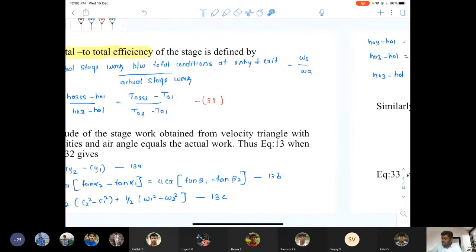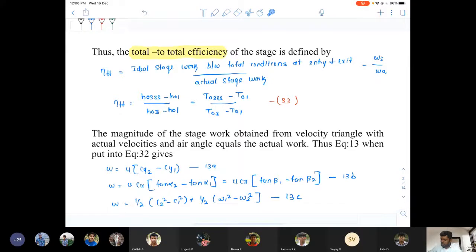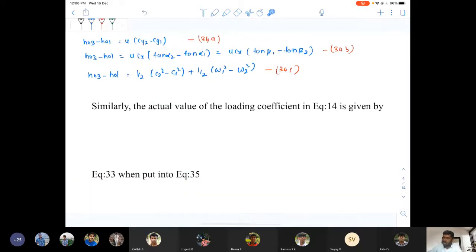That is, we have used this value of W is equal to U into Cy2 minus Cy1 in this equation, and correspondingly we have used these three equations. Therefore, we have come across these three equations as 13a, 34b and 34c.